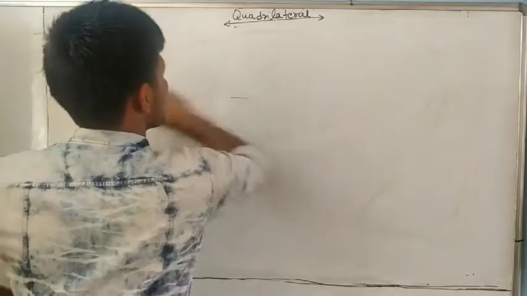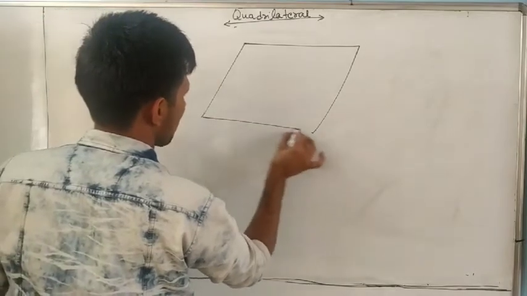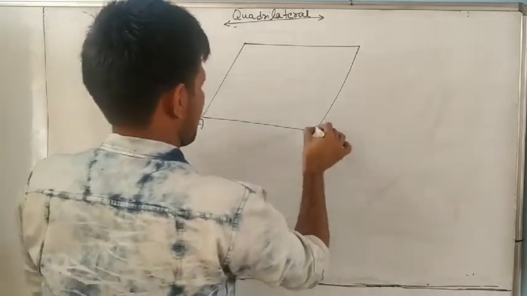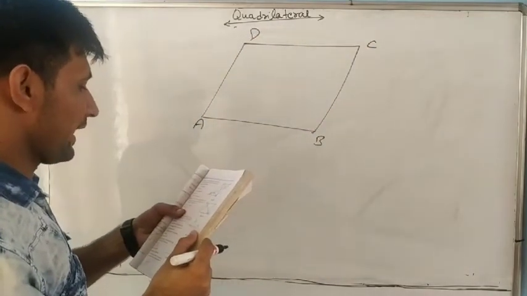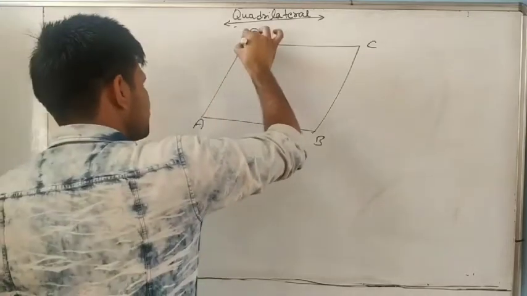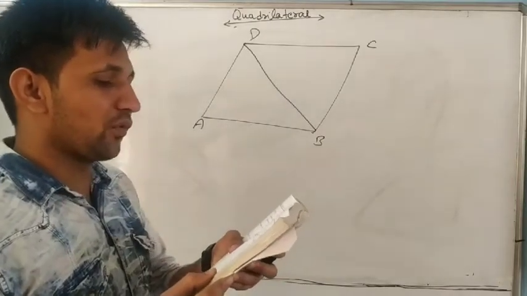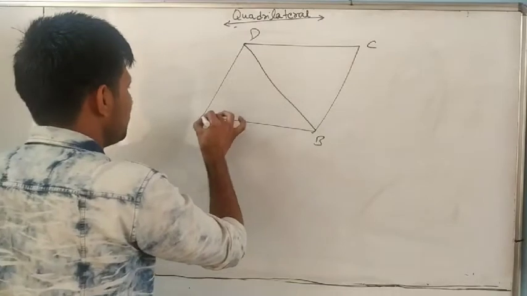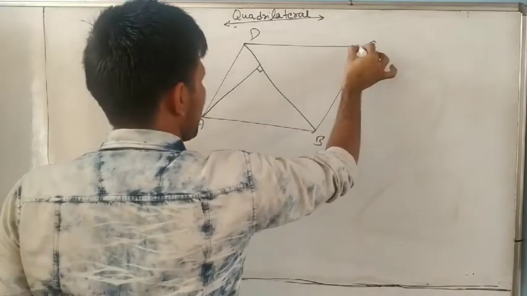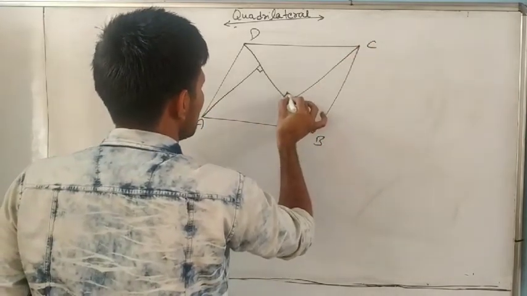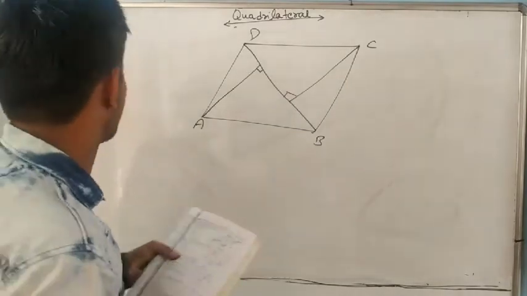ABCD is a parallelogram in which AP and CQ are perpendicular to BD from vertices A and C. So AP is perpendicular, meaning 90 degrees, and CQ is perpendicular also, it is also 90 degrees, from vertex A and C on diagonal BD. So show that.